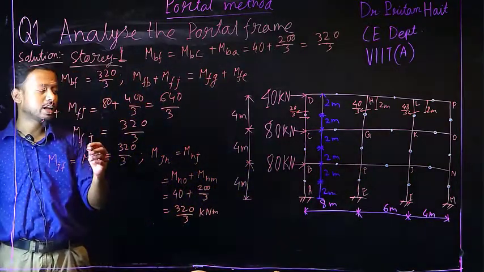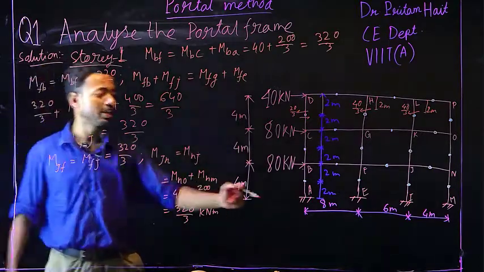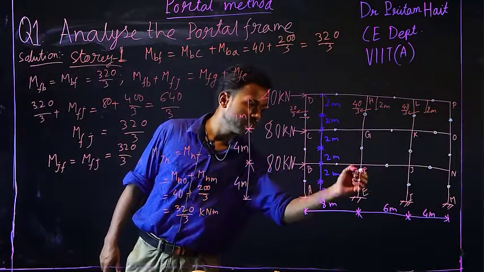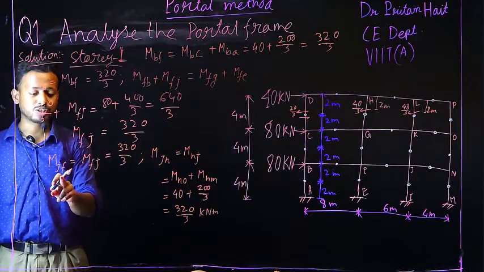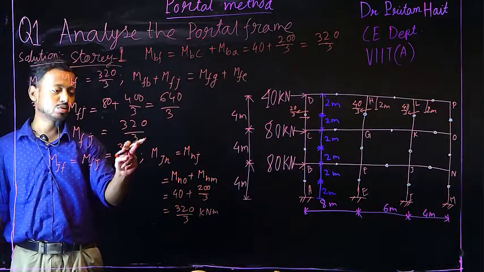So as I calculated the MFJ moment, MFJ equals MJF. So I write MJF equals MFJ equals 320 by 3.